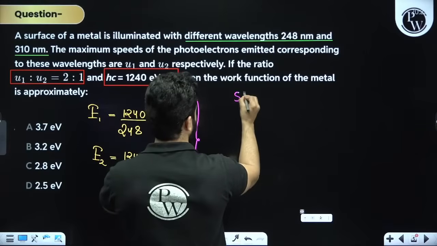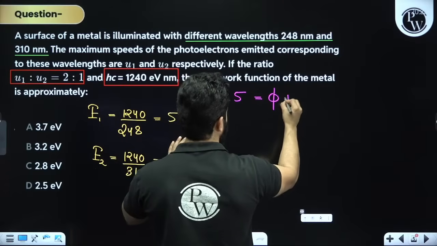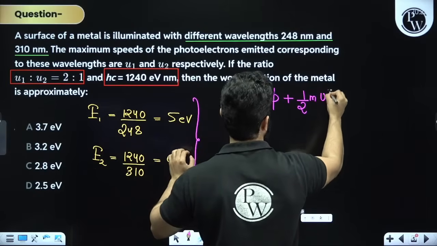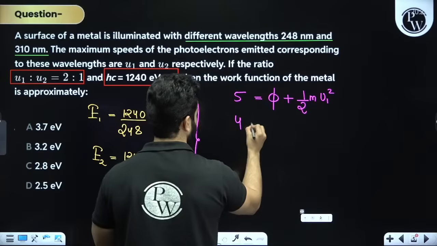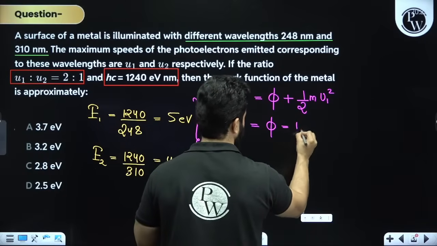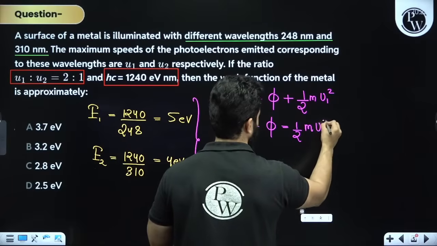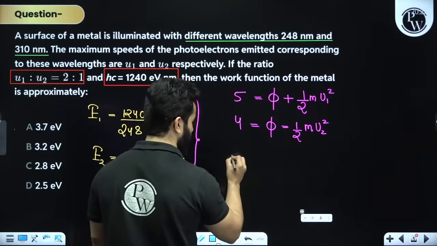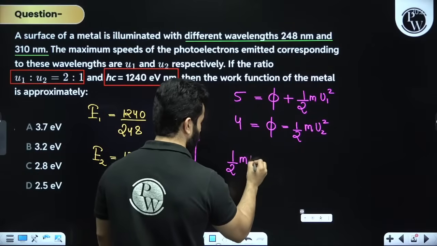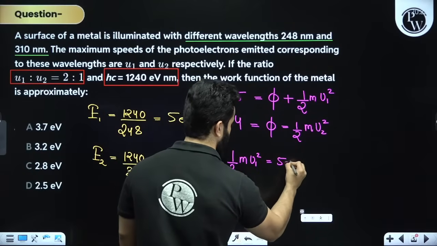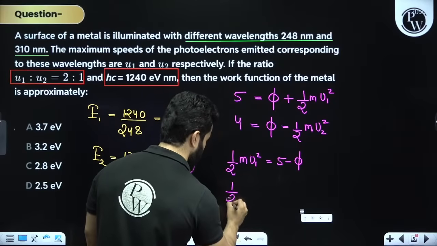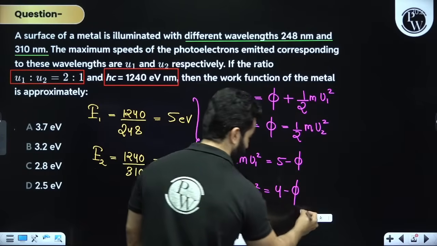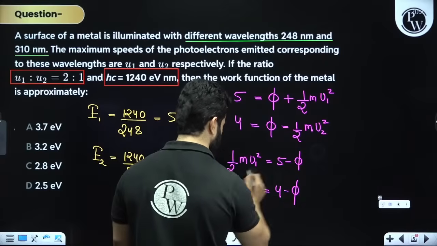First, 5 electron volt is equal to work function plus maximum kinetic energy, and that we are going to write as half m u1 square, and then 4 is equal to work function plus maximum kinetic energy, half mass of electron into u2 square, right? Next, when we rewrite it, half m u1 square is equal to 5 minus work function, and half m u2 square is equal to 4 minus work function. And then let's take the ratio of these two things.